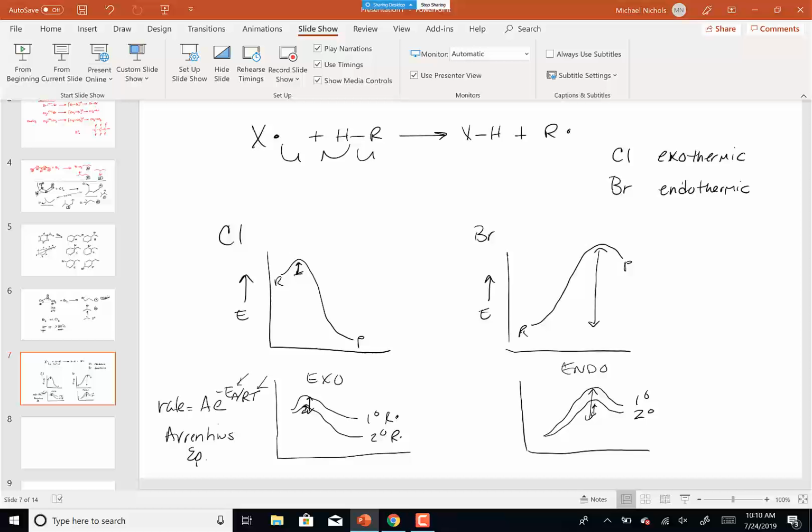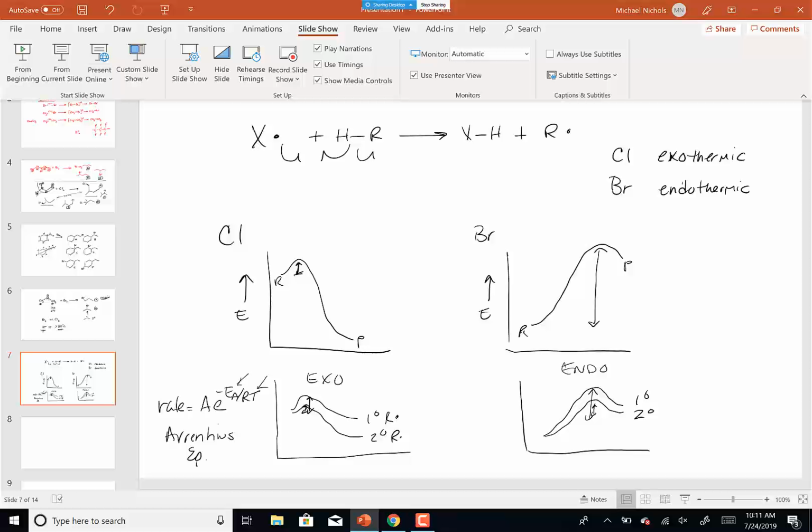Okay. It's always going to form a secondary radical faster than a primary radical. But one is endo and one is exo, and that is going to play a huge role. So what we really need to do is figure out how fast radicals are formed in each one of these two cases. And I can't determine an absolute rate, but I could relate everything back to a primary radical.